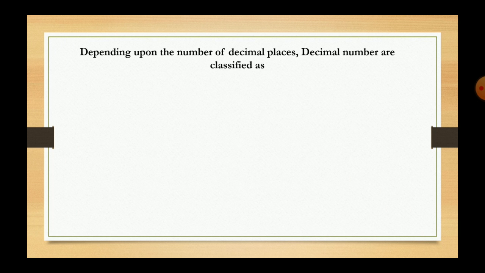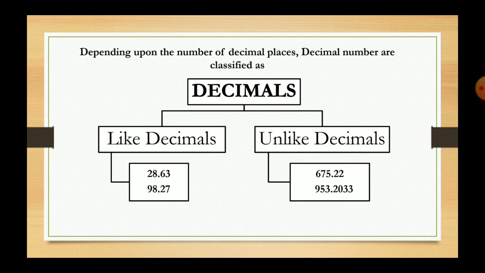Depending upon the number of decimal places, decimal numbers are classified as like decimals and unlike decimals. Like decimals are those decimals who have equal number of decimal places. Like 28.63, in this number we have two decimal places, and in the second number 98.27 we have two decimal places. So both of these numbers are like decimals.